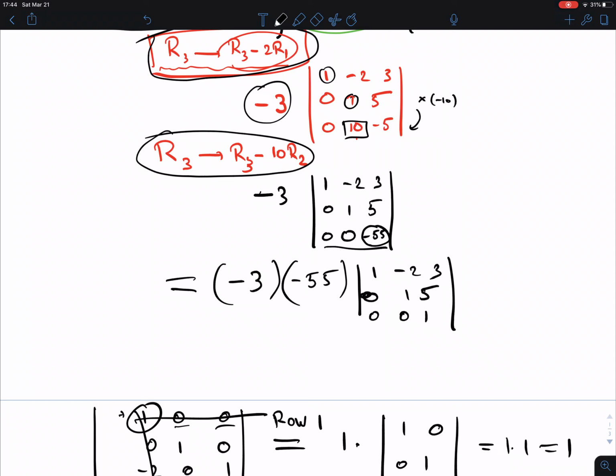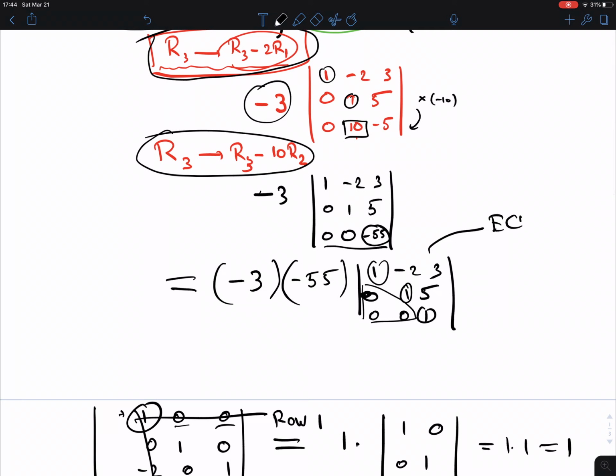Now we have a triangular matrix, and we know already that the determinant is the product of the diagonal elements. But these are all ones. We are in echelon form here. Notice that this is the echelon form. That's why I said that's how far we need to go, because we know that this determinant is equal to 1.